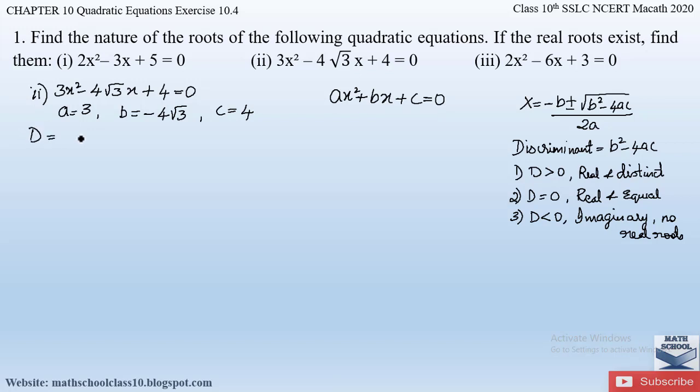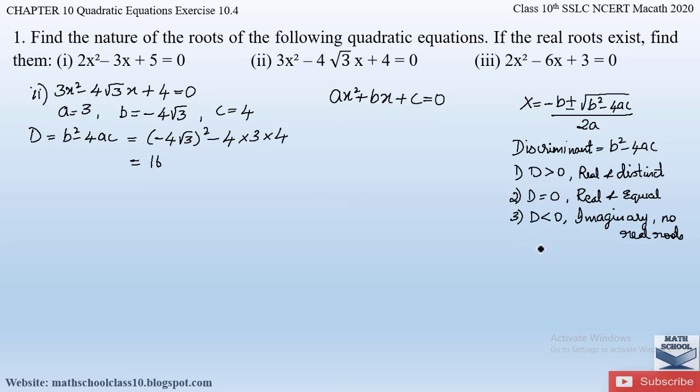Therefore, first of all, let us determine the discriminant to find the nature of roots. Discriminant is given by b square minus 4ac. That will be, what is b square? It is minus 4 root 3 the whole square, minus 4 into a value is 3 and c is 4. So here minus 4 square will be 16, and minus into minus will become plus. So 16 into root 3 square.